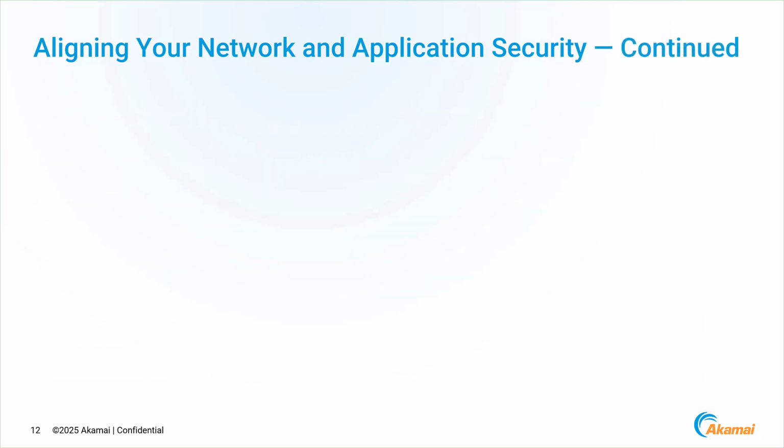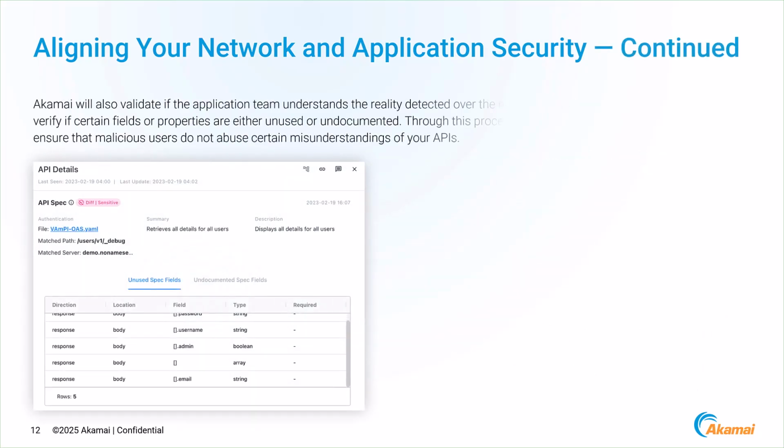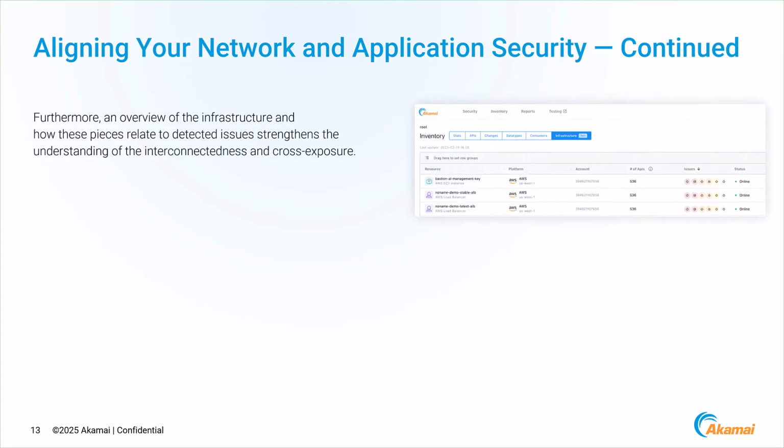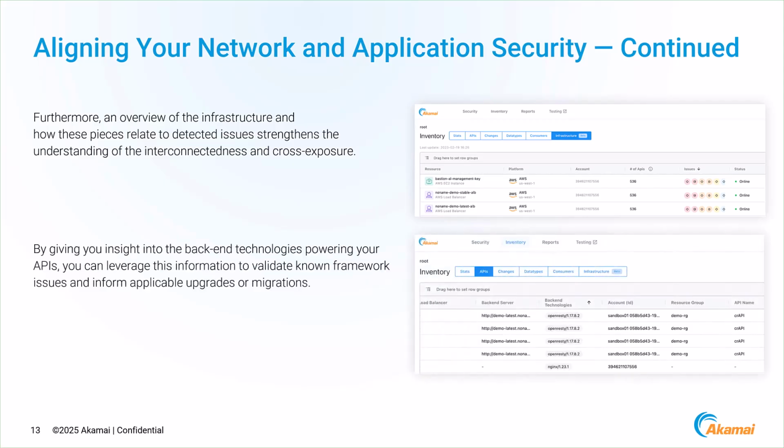Akamai will also validate if the application team understands the reality detected over the network by analyzing the API specification to verify if certain fields or properties are either unused or undocumented. Through this process, you can easily synchronize both teams and ensure that malicious users do not abuse certain misunderstandings of your APIs. Furthermore, an overview of the infrastructure and how these pieces relate to detected issues strengthens the understanding of the interconnectedness and cross-exposure. By giving you insight into the back-end technologies powering your APIs, you can leverage this information to validate known framework issues and inform applicable upgrades or migrations.